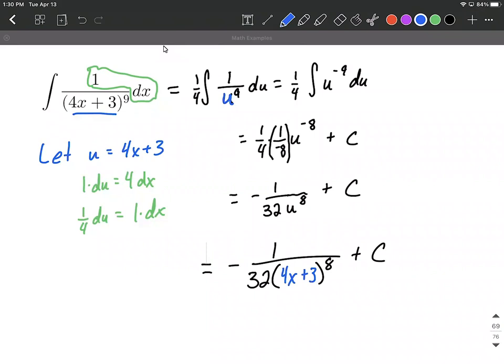All right, so I know that u substitution can be a little bit challenging, but hopefully this helps clear some things up. Keep working on it. It really just takes practice to get good at these.